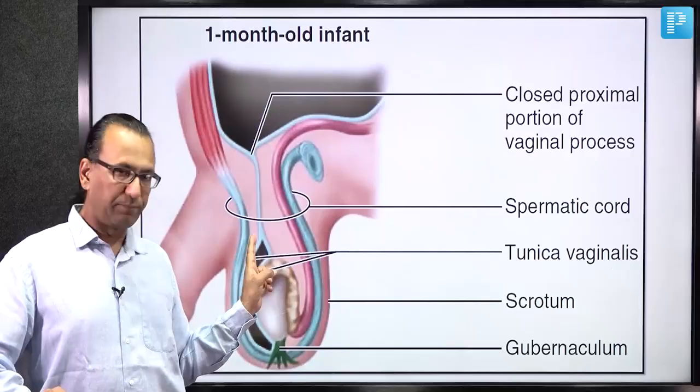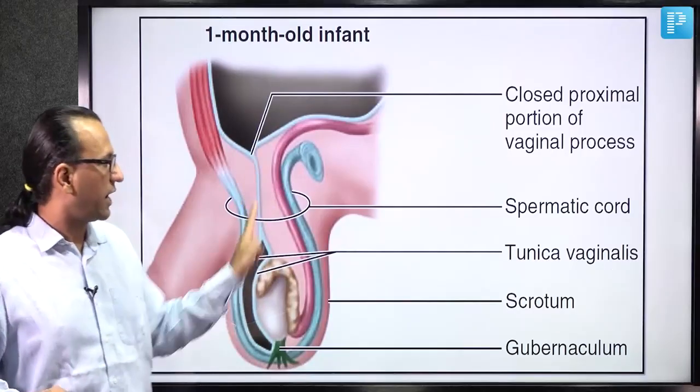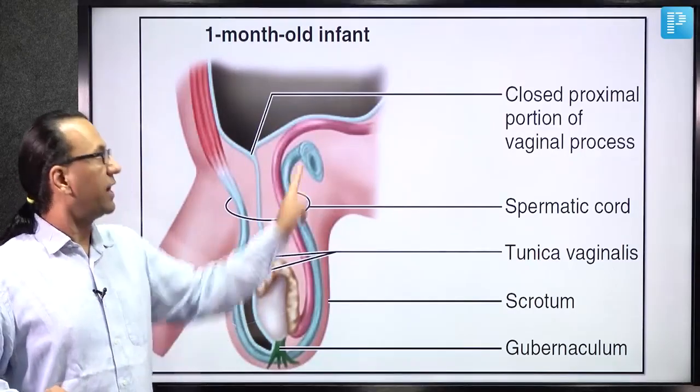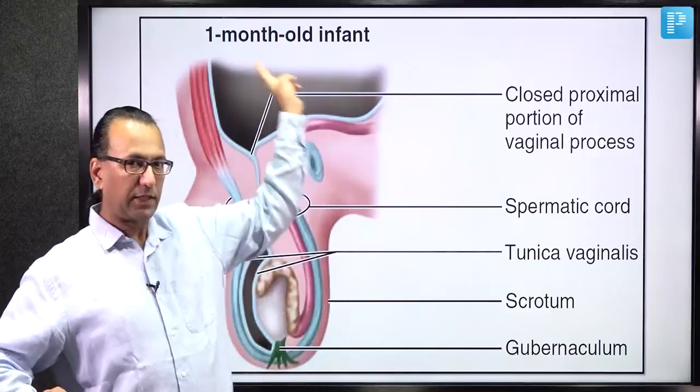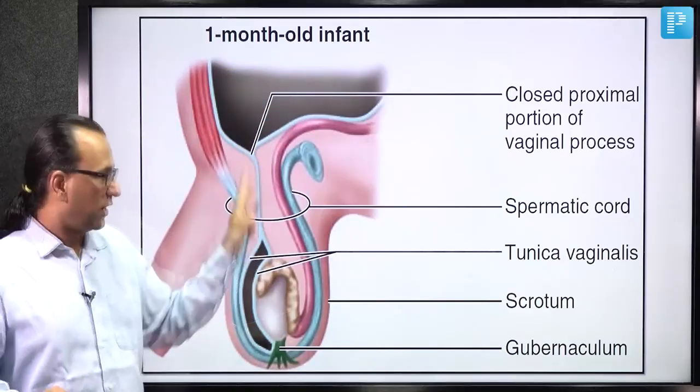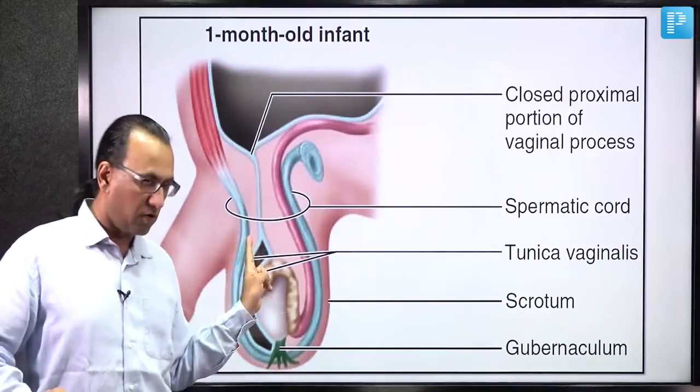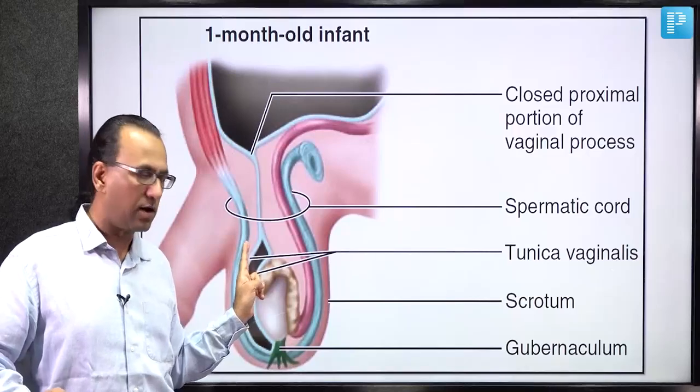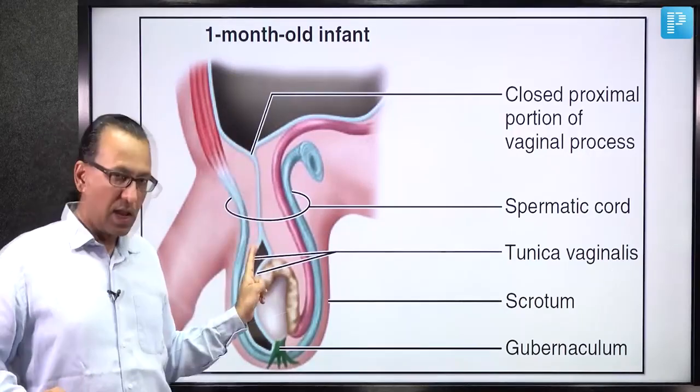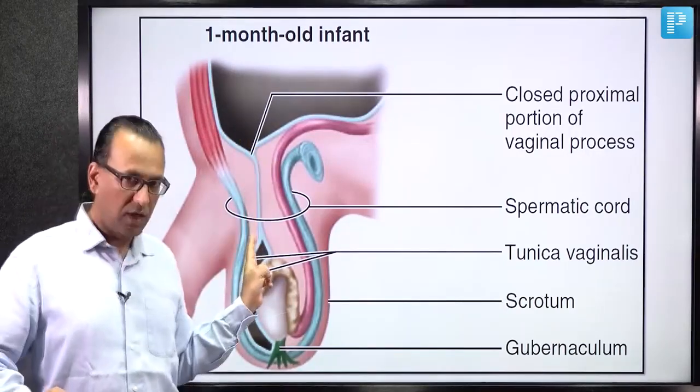What will happen if there is a persisting processus vaginalis? Then there will be a problem, and it might happen that intestine from the abdomen or omentum from the abdomen might enter the inguinal canal and the scrotum, causing indirect inguinal hernia, which can happen in a male as well as female, usually in the young age.